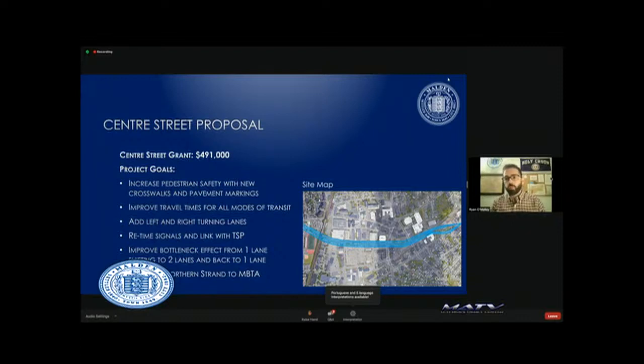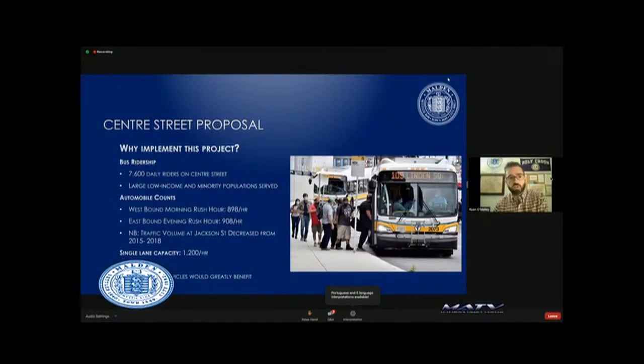It would also help improve the artificial bottleneck that we're creating by going from one lane in each direction on Route 60 and Eastern Ave to two lanes in each direction by the high school and Holden Street, and then back down to one lane over by the MBTA station. An added benefit, it would finally create a connection between the Northern Strand Trail and the MBTA station at Malden Center. So why this project?